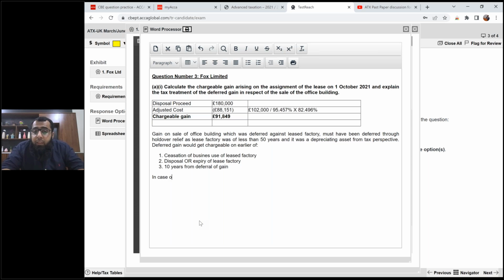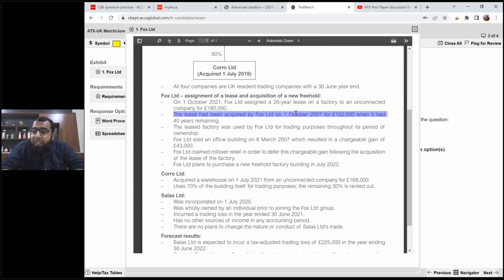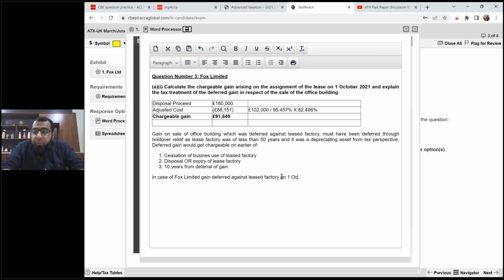In case of Fox Limited, the gain was deferred against the leased factory on 1st October 2007, because the factory was acquired in October 2007. Against the leased factory on 1st October 2007, it would get chargeable on 1st October 2017 as 10 years were completed on that date.